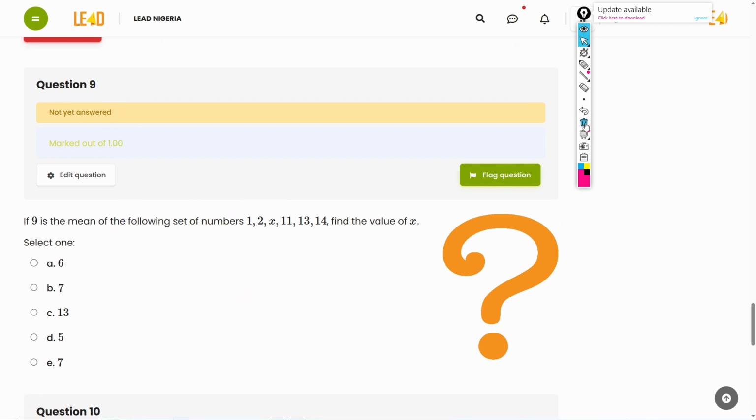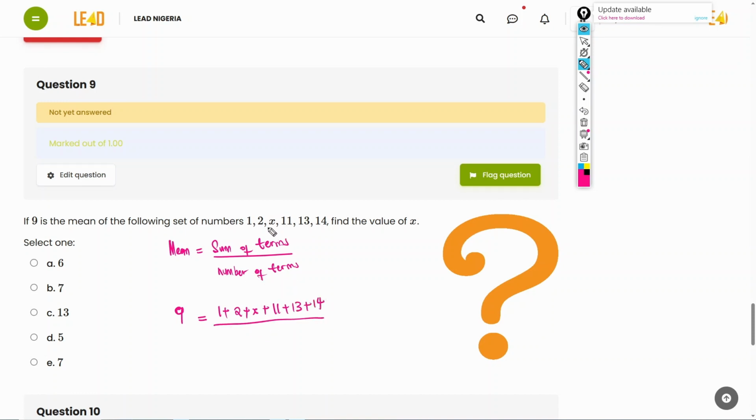Question 9. If 9 is the mean of the following set of numbers, find the value of x. So they give us the mean, that the average is 9, and we should find the value of x. We'll go by our formula. Mean is equal to sum of terms over number of terms. Let's substitute in. My mean is 9. The sum of terms is, I just need to add up all of these, so sum of terms is 1 plus 2 plus x plus 11 plus 13 plus 14.